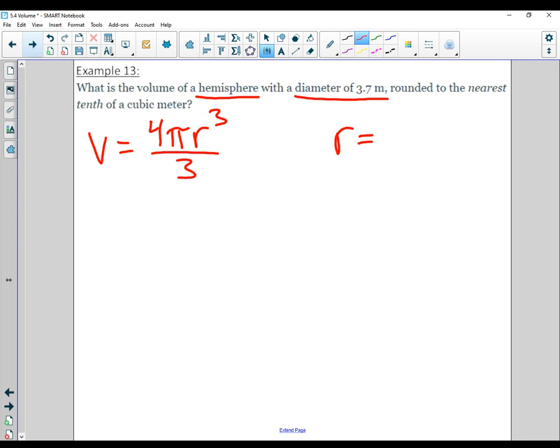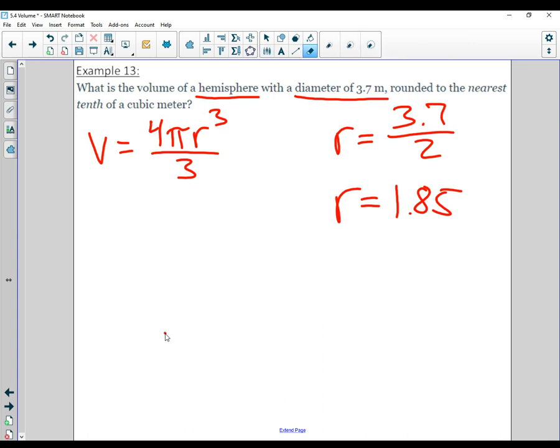What do I do to my diameter to find my radius? Divide it by 2? Yeah, cut it in half, right? The radius is half the diameter. Yep. So what would that be? I think, right? I don't know if my brain's working at top speed right now. Do I trust myself? I do. Okay. 1.85. Yep. Okay, so we have a radius.